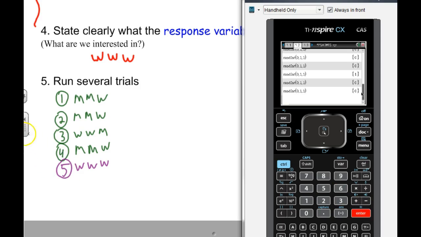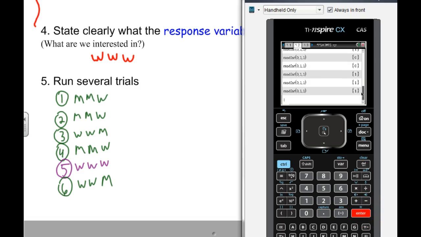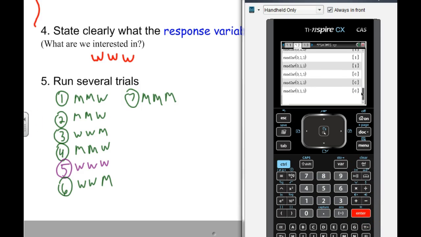That's 2 women. 6th trial got 2 women and a man. We got 3 men. So the 7th trial, we got 3 men. I know this takes a while, huh? It's not the most efficient method. We got another one. So the 8th trial, we got 3 women.